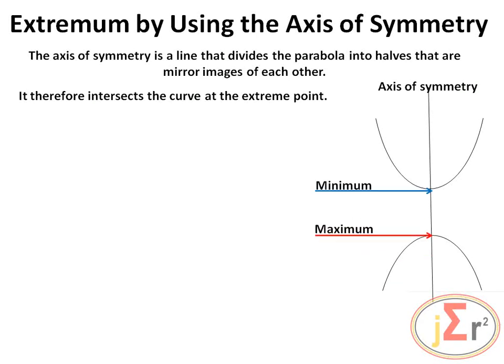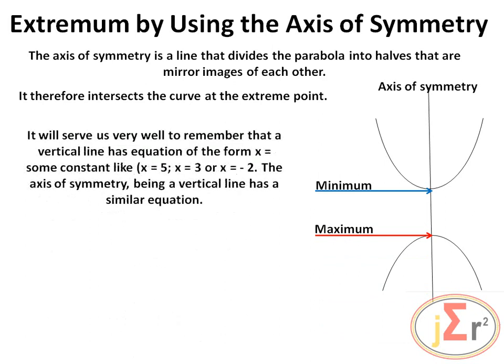whether minimum or maximum. It will serve us very well to remember that a vertical line has an equation of the form x is equal to some constant, like x is equal to 5, x is equal to 3, or x is equal to negative 2. If we go back to the equation of a straight line, or probably both equation of a straight line and straight line graphs, we will understand that lines of the nature x is equal to 5, x is equal to 3, and so on are vertical lines.